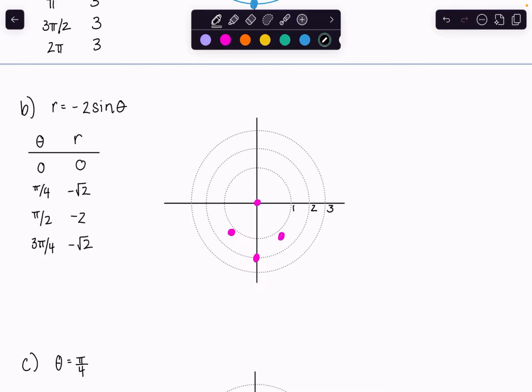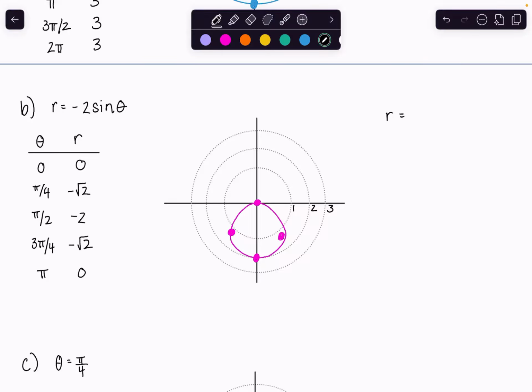And then when we plug in pi, sine of pi is 0. So really I'd plot over here, but my radius is 0. It just lands me back at the pole. So really what happens is I started at this point and I would keep going, and then I'd come back to the pole. Okay. So it's not perfect, but this actually ends up being a circle.